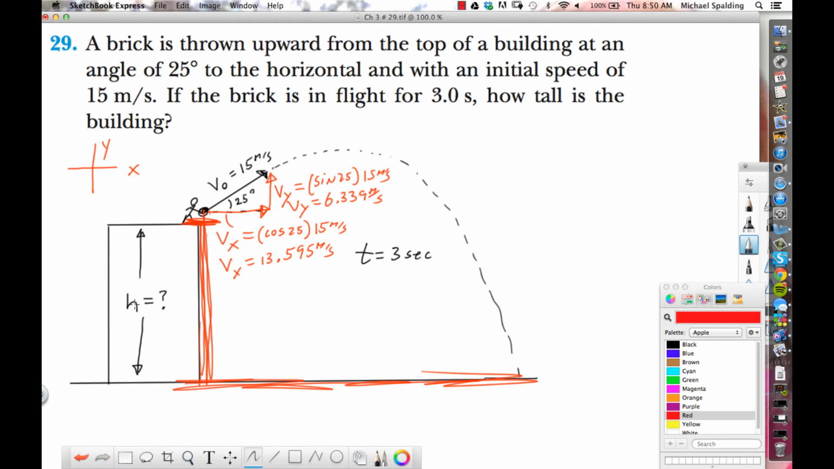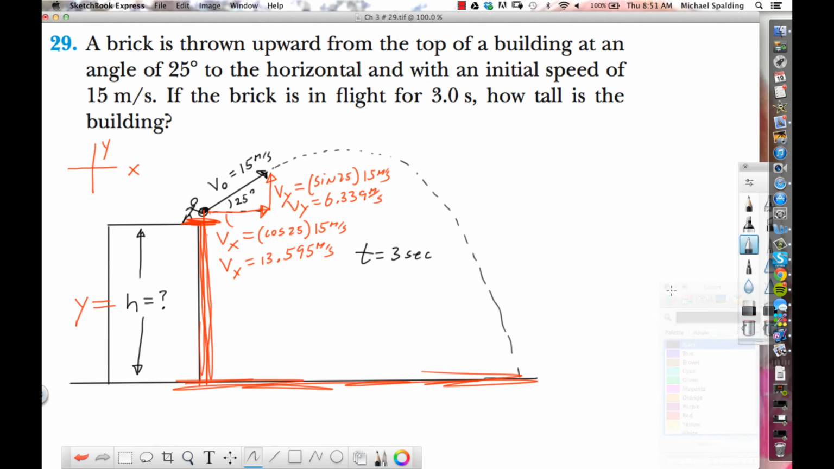Does that make sense? So basically, let's call h, we'll call it y. Y equals the height. And by the way, when we solve for this y, is it going to come out plus or minus? It's going to come out minus, because is the brick going up or is the brick going down? It's going down. So y is going to come out negative, but it'll give us the height. So here's how I think this is the easiest way to do it.